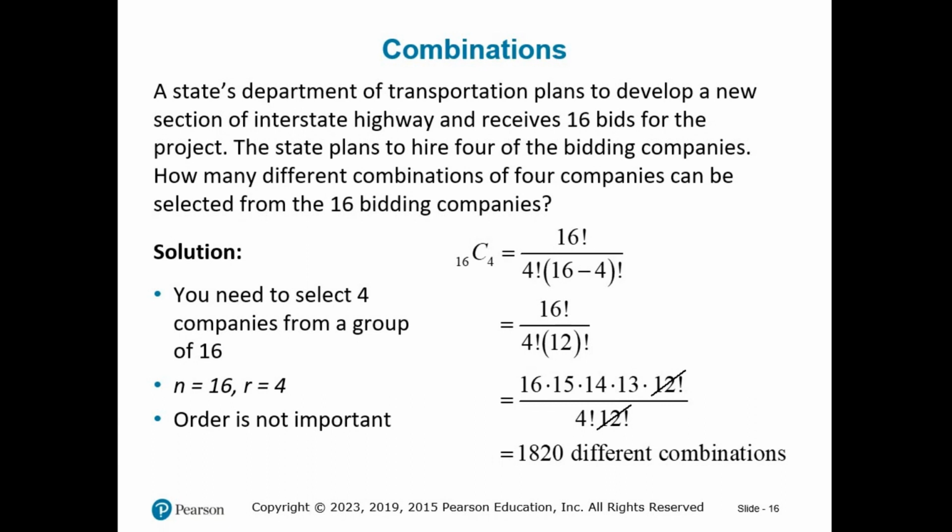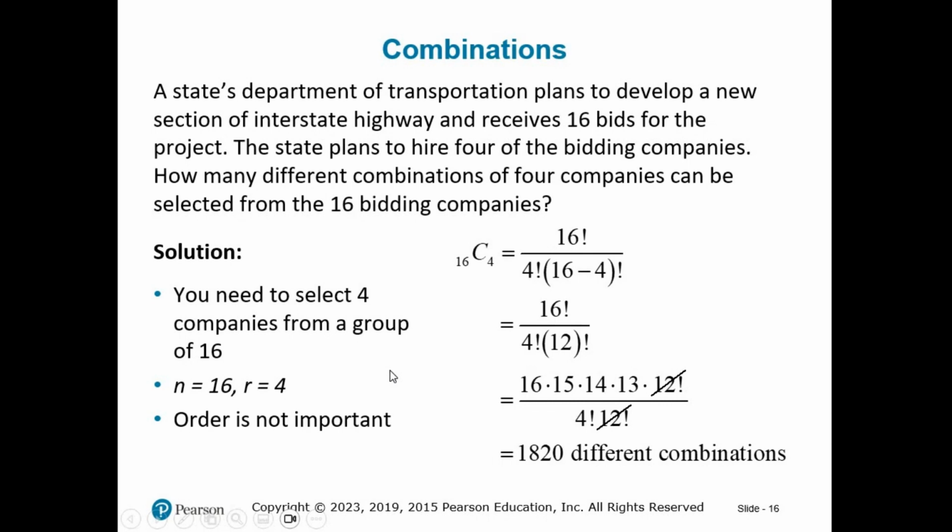If you've been following along in your notes and doing the calculations, you may remember that 4 factorial is 24, just because we've used it before. Okay, so we need to multiply these top numbers together and divide by 24. That gives us 1,820 different combinations. And you're probably thinking there's a calculator solution for this one too, and you'd be right.